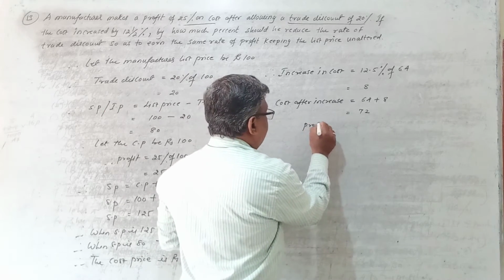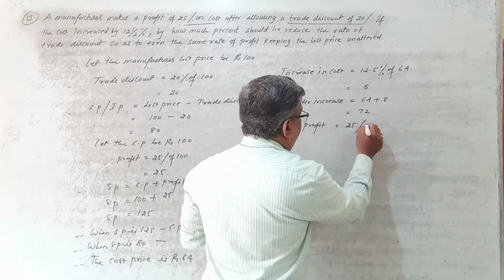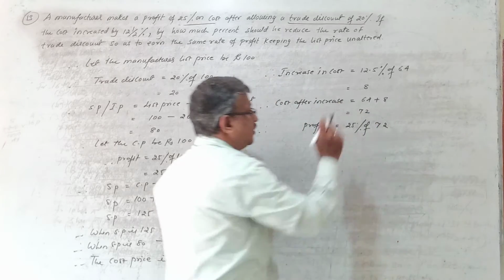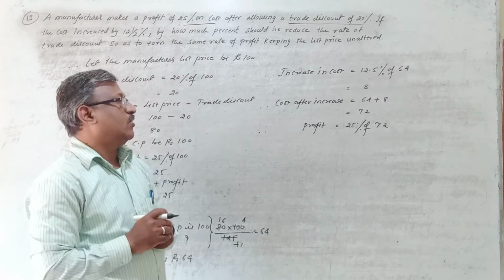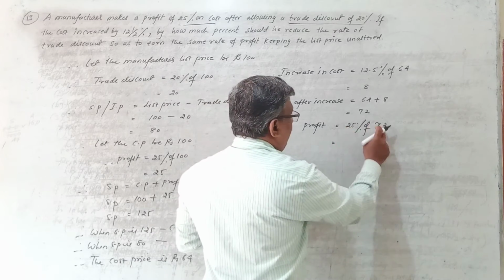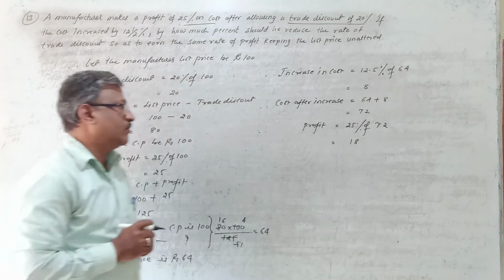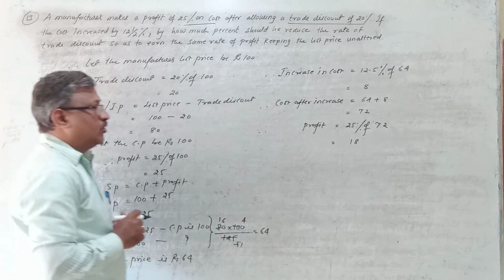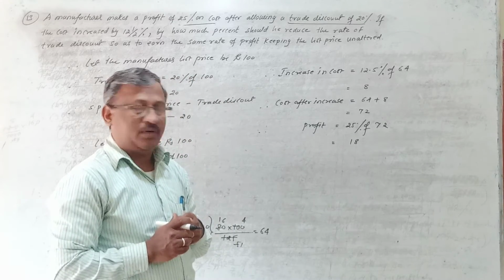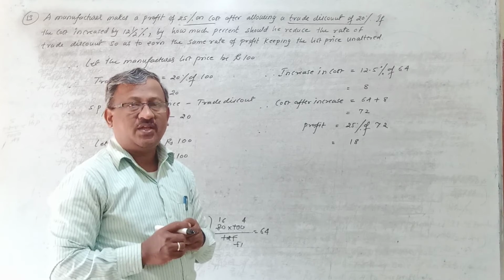So profit is equal to 25% on this total cost, on 72 rupees. So 25% on 72 rupees comes to how much? 18 rupees. So how much profit does he want? He wants 18 rupees profit. So to get 18 rupees profit, find out at what price he has to sell his goods.